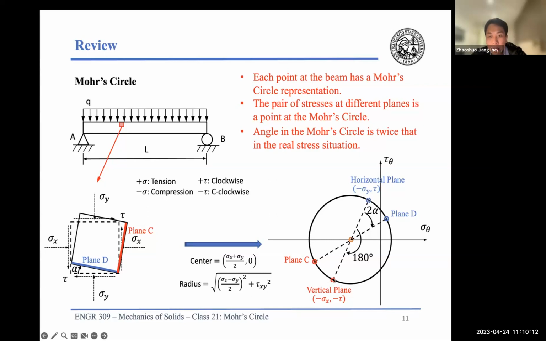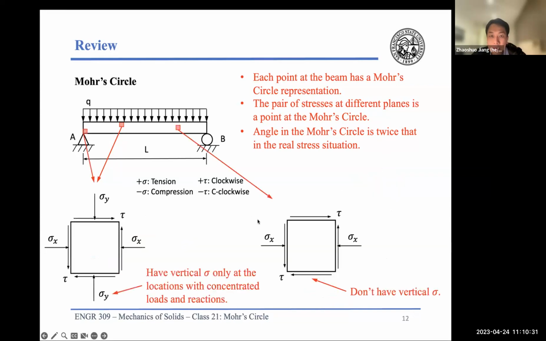So that is why on the Mohr circle, we start from the vertical plane. If you start from the vertical plane and rotate clockwise to alpha, that is going to be plane C. Then our goal is to find the coordinates for plane C and plane D, because those represent the stresses on those two planes.